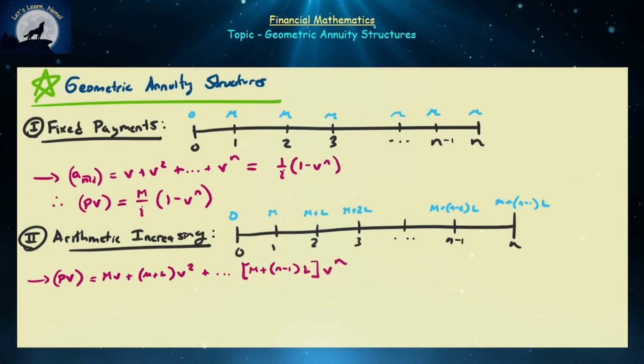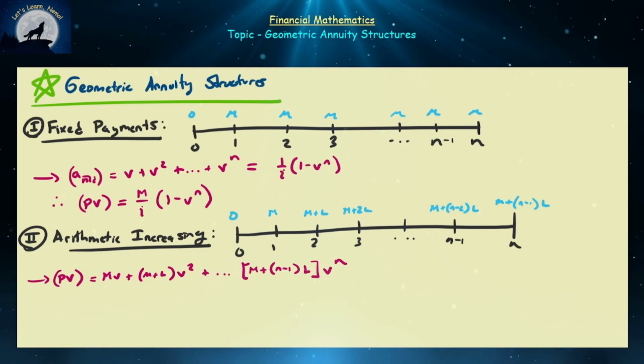Hello everyone, and welcome back to the series on financial mathematics. Today we're going to be continuing our exploration of special annuity structures and introduce a special type known as a geometrically increasing and potentially geometrically decreasing annuity structure.